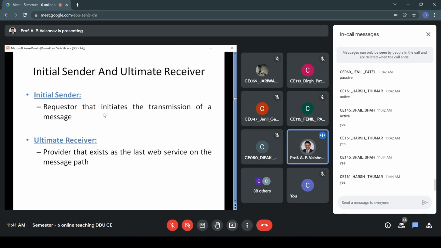Based on that, there are 2 more kinds of roles. These are known as the initial sender and the ultimate receiver. The initial sender is the first web service on the message path, which actually starts the communication. The ultimate receiver is the last service on the path. So between the initial sender and the ultimate receiver, what are the possible roles we can have?